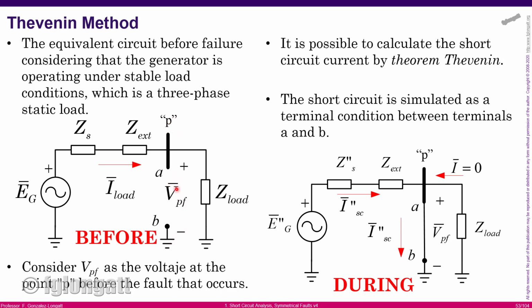This is VPF. VPF stands for voltage at the point P before the fault, okay? Well, there is a voltage over here, okay? Then during the fault, we have a three-phase short circuit. We can say that the three-phase short circuit is simulated by a cable over there, impedance 0, voltage 0, it's a terminal condition, it's a shunt condition, and that is the three-phase short circuit, okay?